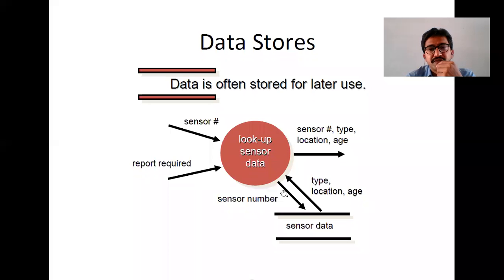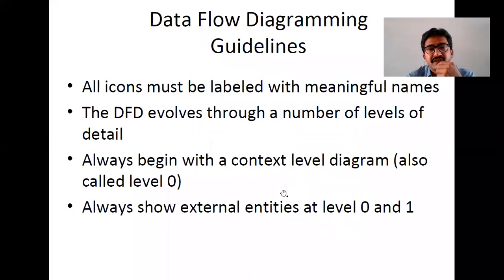If you look at this, we need to follow some diagrammatical guidelines. All icons must be labeled with meaningful names. All icons, meaning whatever icon you are using, should be labeled. Labeled in the sense that we have to give a name for that arrow mark, a name for the process, and a name for the external entity.